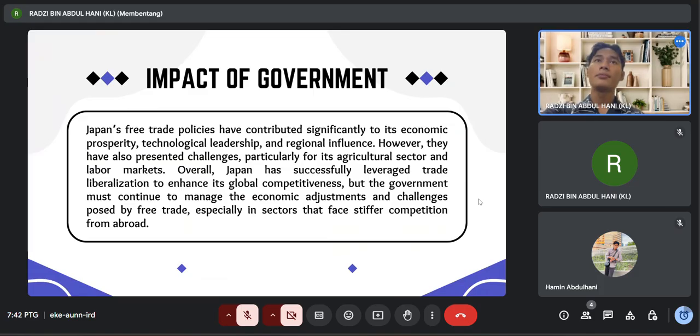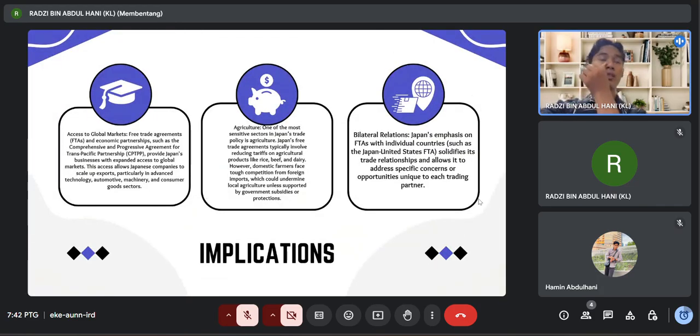Okay, next slide. For the next slide is implication. The first point is economic growth and efficiency. Access to the global market: free trade agreements (FTA) and economic partnerships such as the Comprehensive and Progressive Agreement for Trans-Pacific Partnership (CPTPP) provide Japan's businesses with expanded access to global markets. This access allows Japanese companies to scale up exports, particularly in advanced technology, automotive, machinery, and consumer goods sectors.